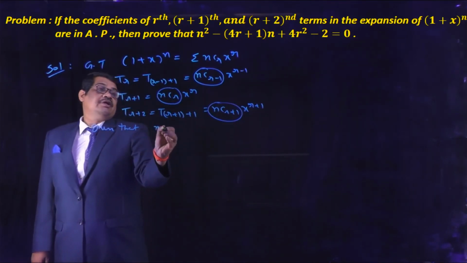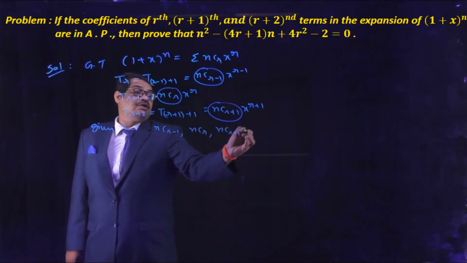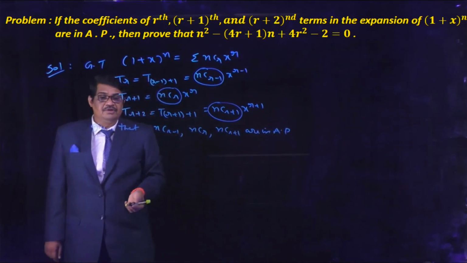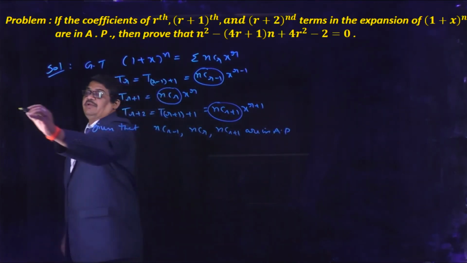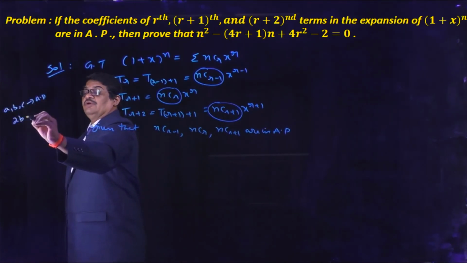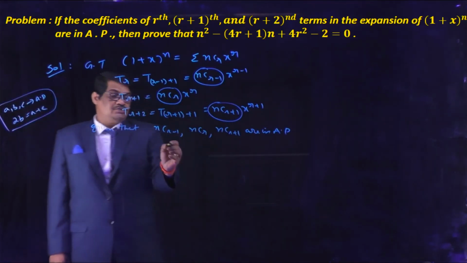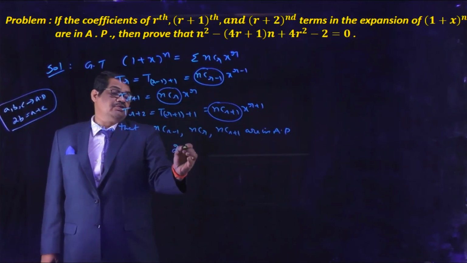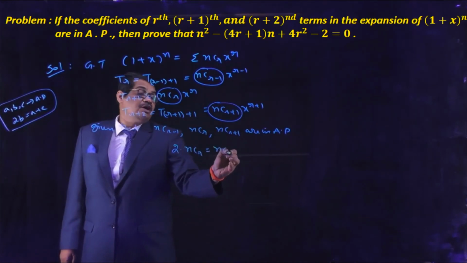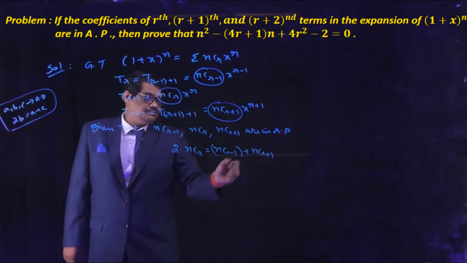That is nC r minus 1, nCr, nC r plus 1 are in AP. These three factors are in AP. Now, if any three quantities A, B, C are in AP, as we already discussed, then what is the property? 2B is equal to A plus C. We are using that property here. That is 2 into the middle term. That is 2 into nCr is equal to nC r minus 1 plus nC r plus 1.